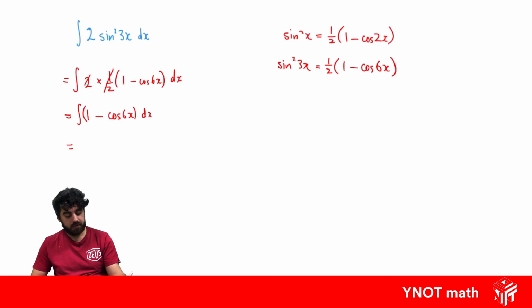The integral of 1 with respect to x is x, and the integral of negative cos is going to be negative sine. So we're going to have negative sine of 6x, and then we just divide by the derivative of the function inside, and the derivative of 6x is just 6, plus our constant, and that's going to be our final answer.